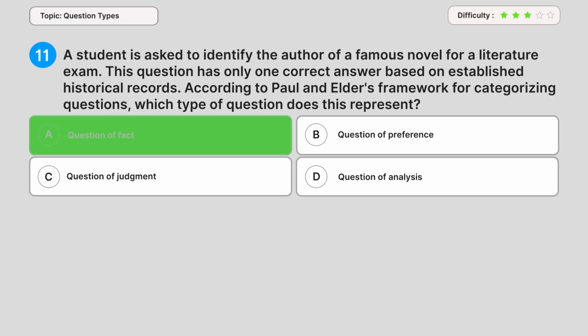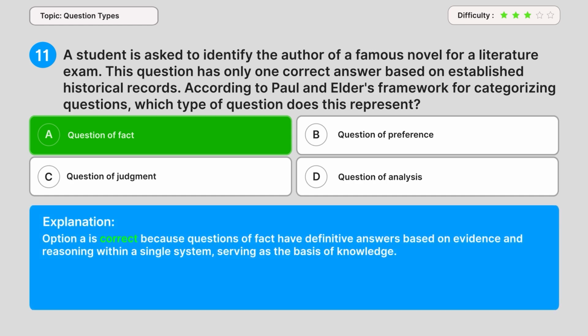Correct answer, A. Question of fact. Explanation. Option A is correct because questions of fact have definitive answers based on evidence and reasoning within a single system, serving as the basis of knowledge.